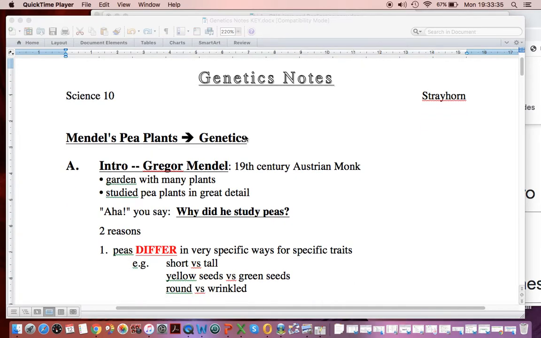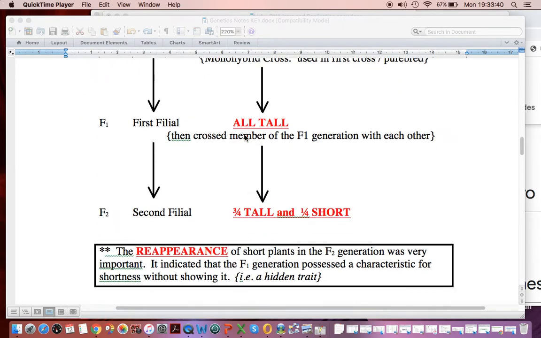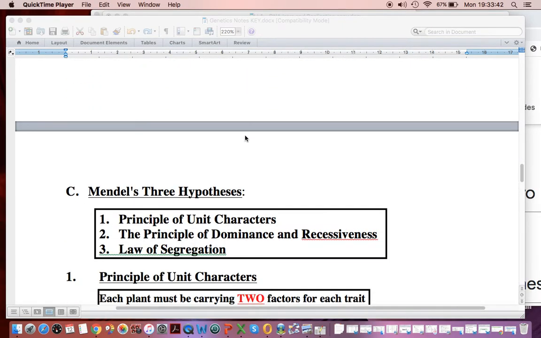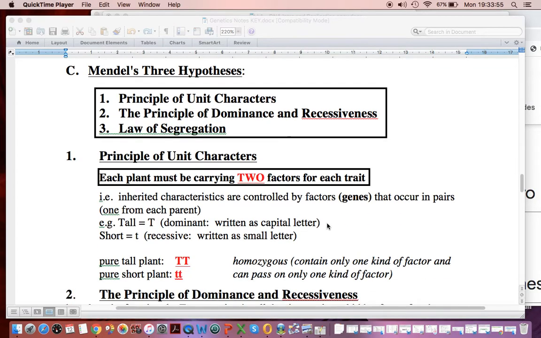Good day. This is Genetics Notes Part 3. So we've done page 1. Page 2 introduced you to Mendel's experiments. And now, page 3 of this, we get to Mendel's 3 hypotheses: the principle of unit characters, the principle of dominance and recessiveness, and the law of segregation.